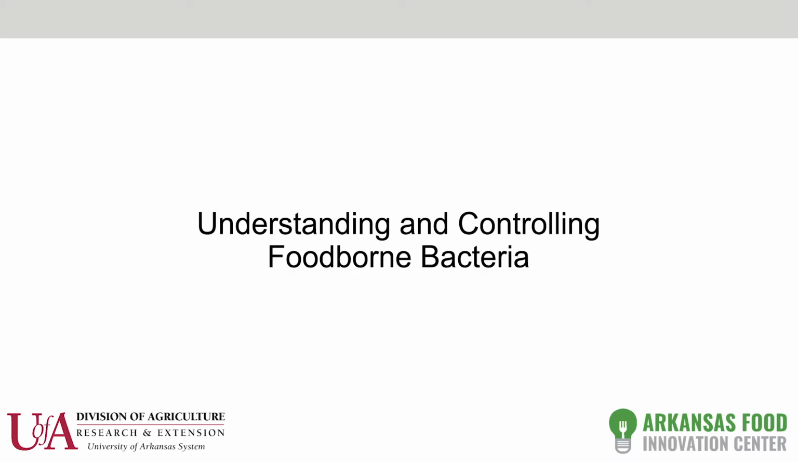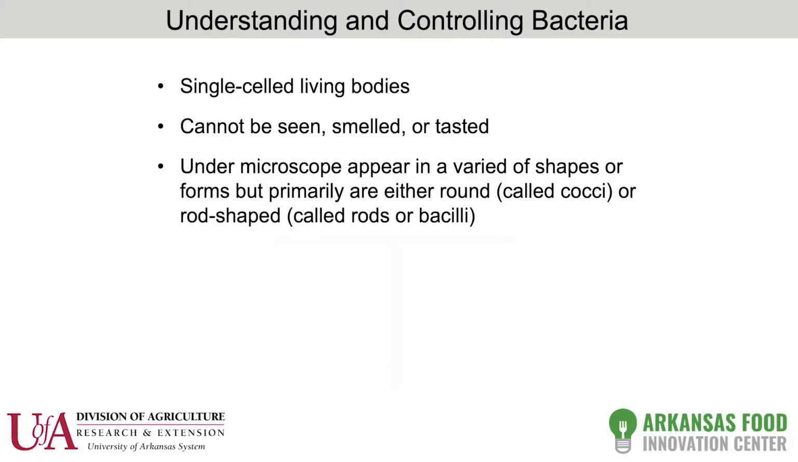As mentioned previously, bacteria are the microbial group of most concern to food processors. For this reason, let's spend some time looking at bacteria and considering how they might be controlled. Bacteria are single-celled living organisms. They are among the smallest living creatures known, and because of their tiny size, they cannot be seen except under a microscope. They also cannot be smelled or tasted, so detecting their presence in food is almost impossible unless they have caused the food to spoil.